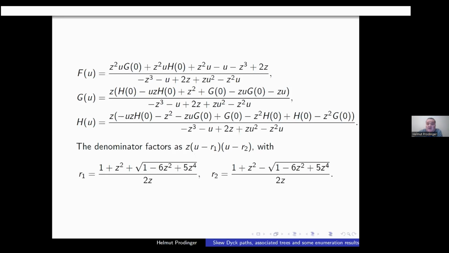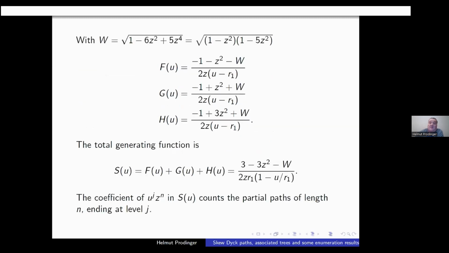So fortunately, first of all, the bad factor is u minus r2, but at the moment you don't really need to know what r2 is, and fortunately you can ask a computer to divide this factor out in numerator and denominator everywhere. And once you have done this and you write some nice abbreviation for this root, then one has explicit expressions for all these three functions.